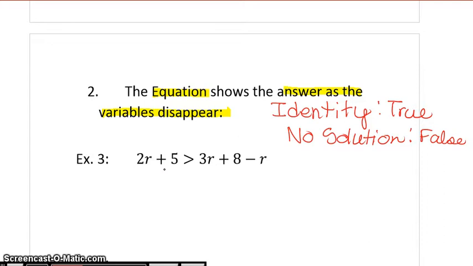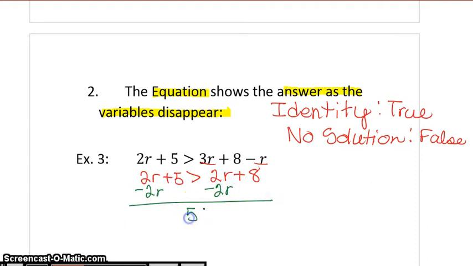So let's look at the first one. All right, so the left-hand side, 2r plus 5 is greater than 2r plus 8. We subtract the 2r's, and we have 5 is greater than 8, which is totally false. So our answer is a no solution.